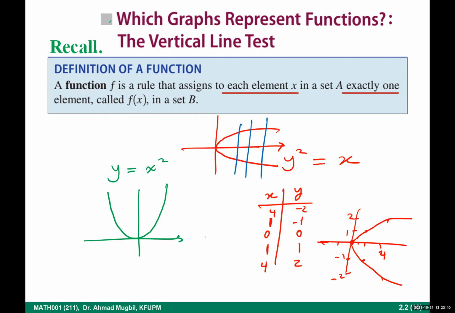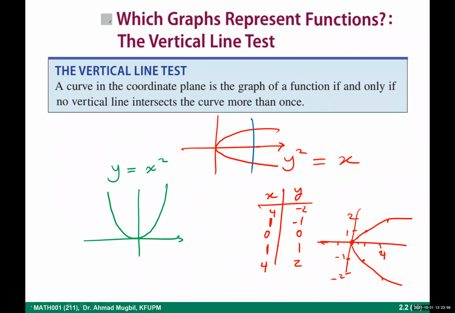Now, if you draw any vertical line, it will intersect it more than once. No need to draw them all. If you find just one line that intersects more than once, then it is not a function. So we have the following test: a curve in the coordinate plane is the graph of a function if and only if no vertical line intersects the curve more than once.